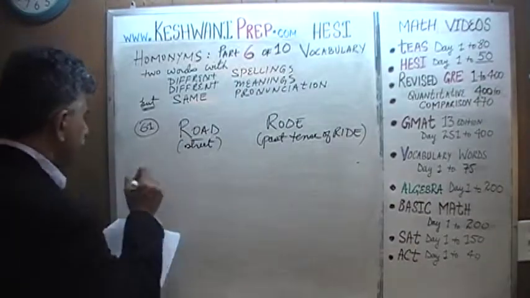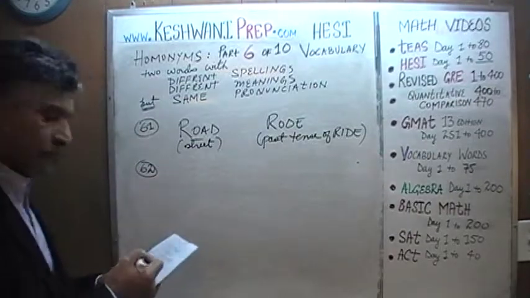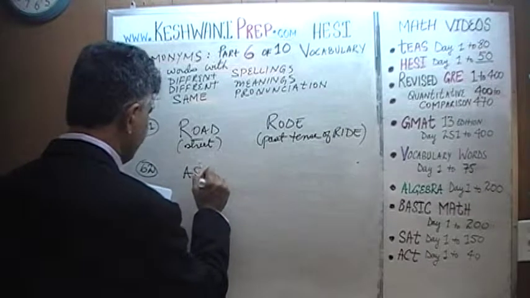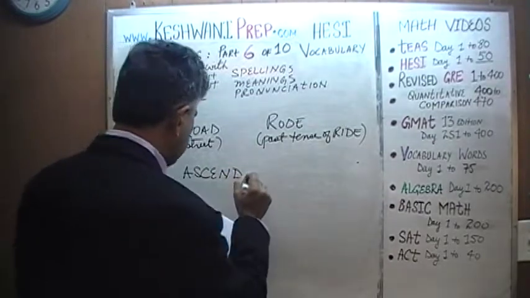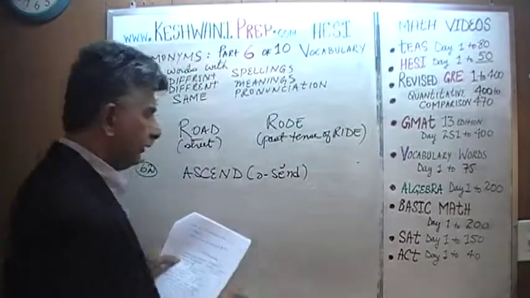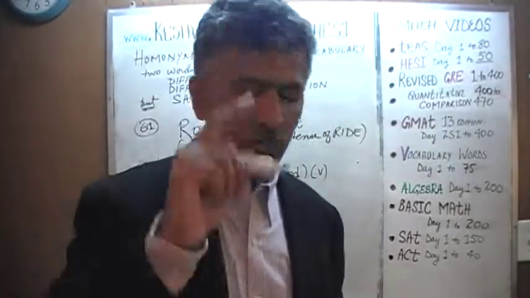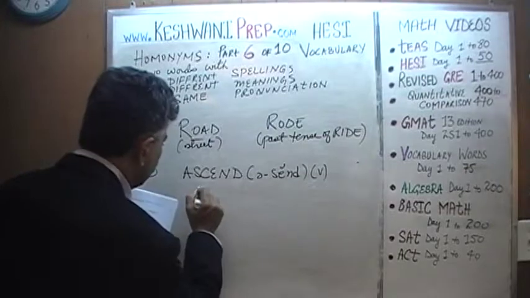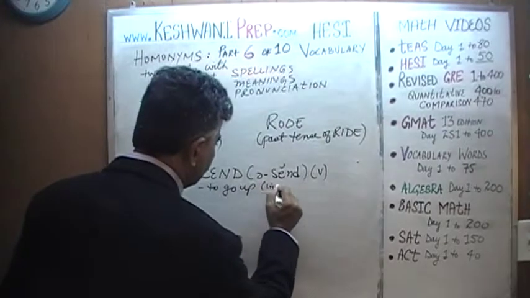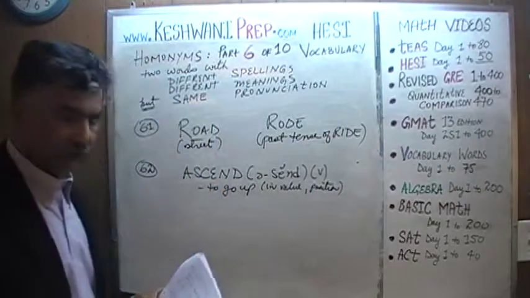Number 62. 62 is a bit tricky. It's going to take some time. Let's start with something simple so that we can build from it. The word that we first have to learn is ascend. What does it mean to ascend? Ascend means to go up, maybe in value, in position, whatever it might be.